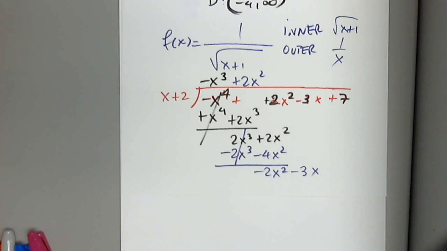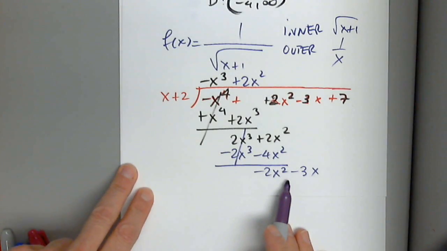Would you get the same answer? Of course. Is it acceptable? Yes. Okay. So x times what is negative 2x squared?